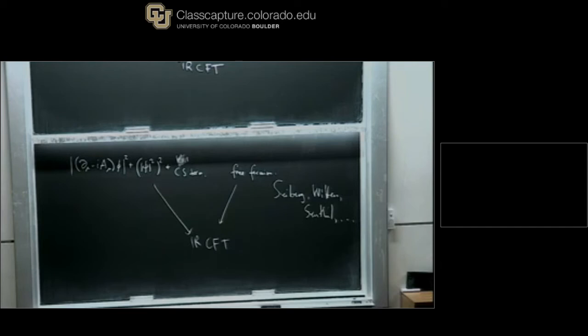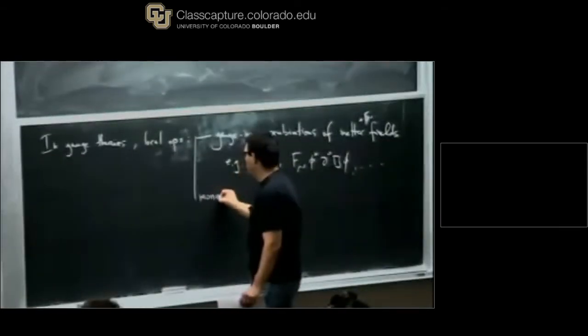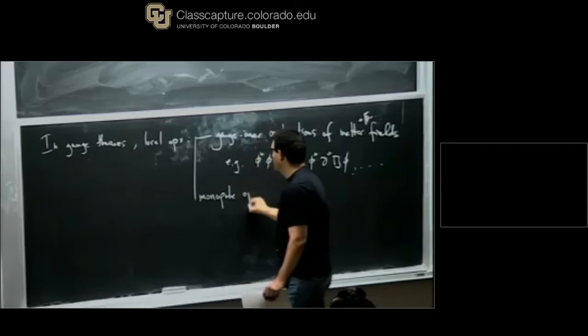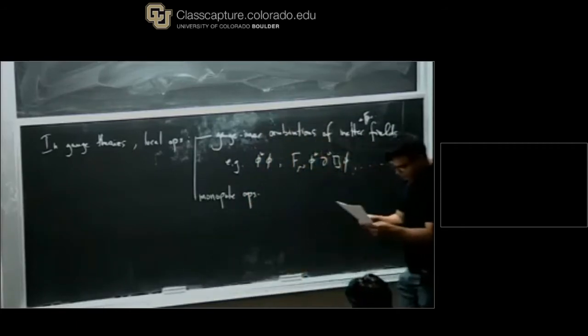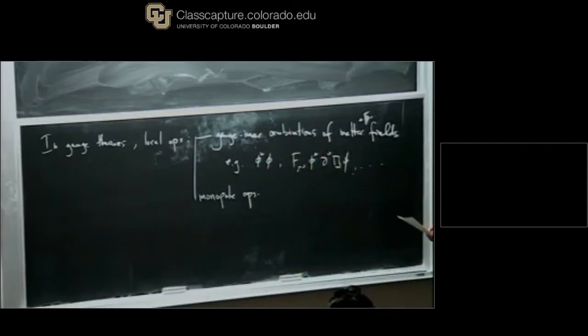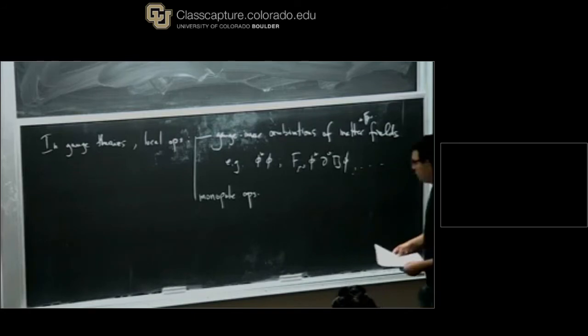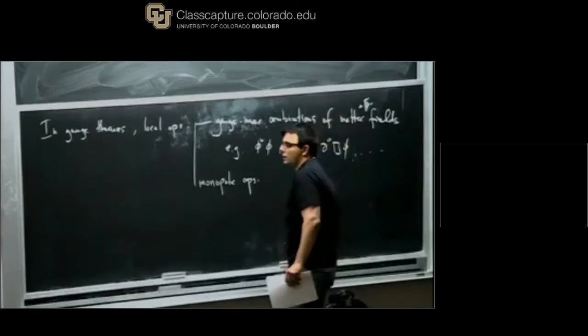Okay, so there are two types of operators. One type is just products of the matter fields, and the other type is monopole operators. And let me mention their definition.